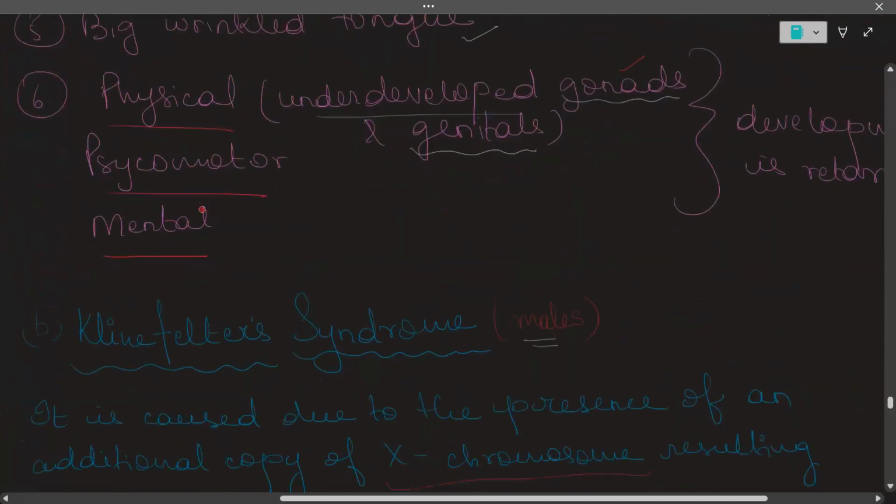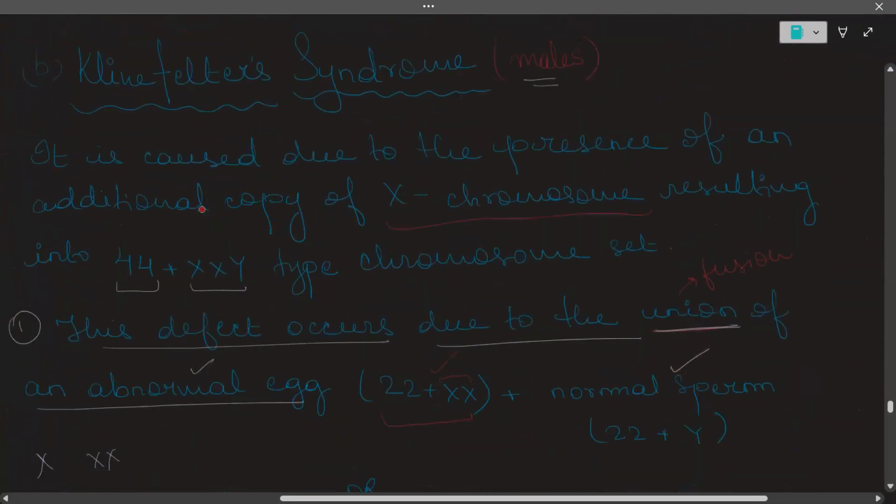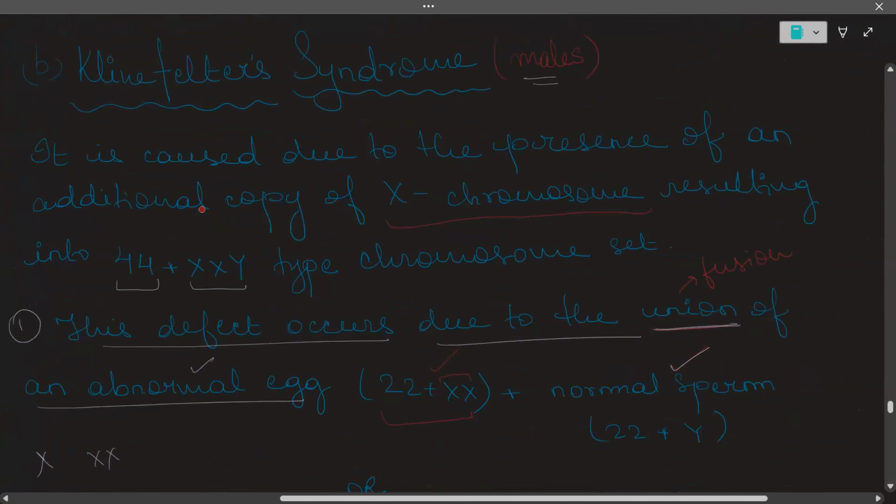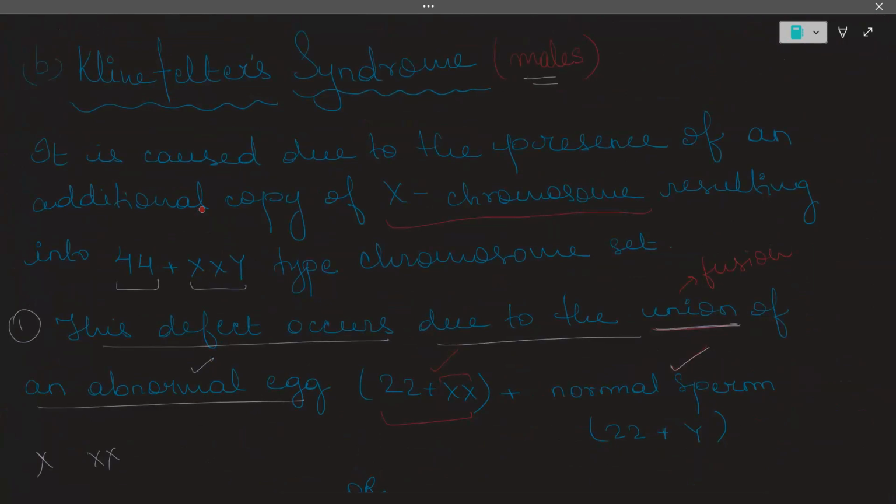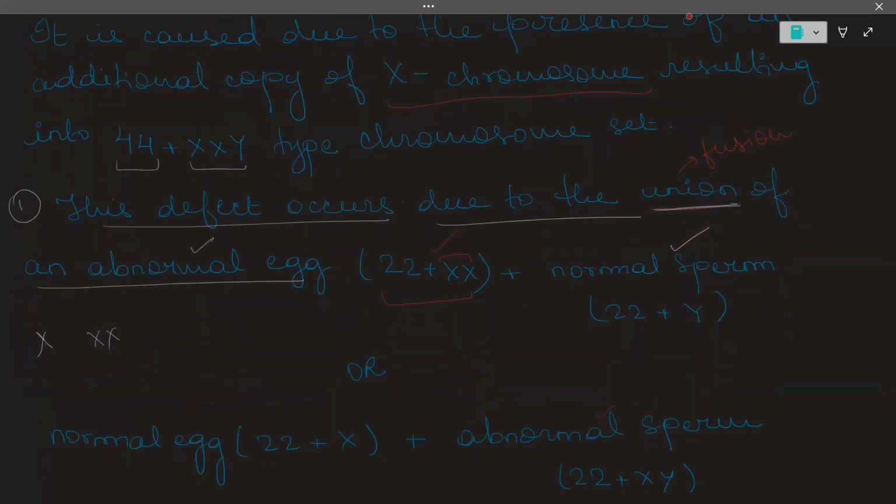Moving forward, the next disease that is a chromosomal disorder is Klinefelter syndrome. Klinefelter syndrome happens in the case of males. And what happens here? An additional X chromosome is present, meaning normally a male has XY, but in the case of Klinefelter, the male has XXY. One extra X chromosome is there. So, in totality, there is 44 plus XXY chromosome set. Now here, why does this kind of disease happen, and what is the reason behind this?